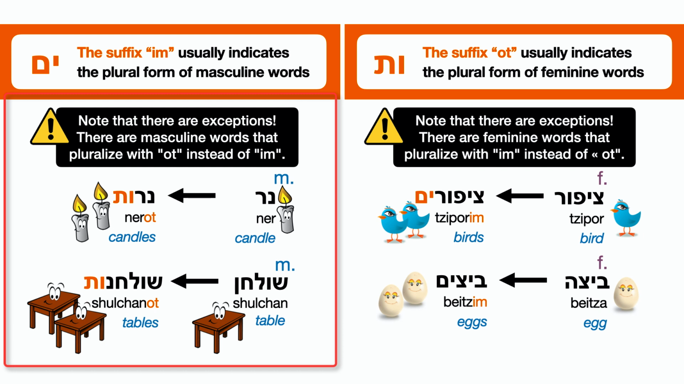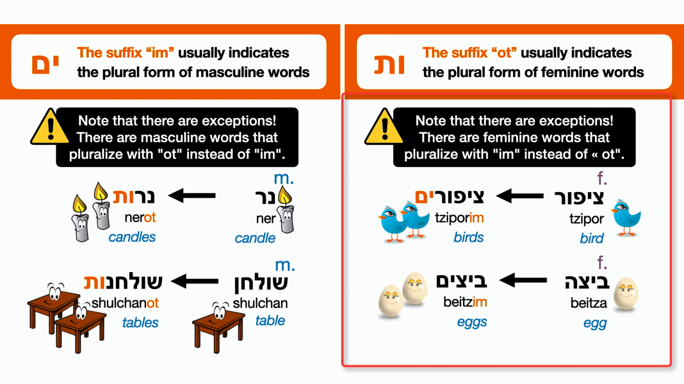Another example is shulchan. Shulchan means table and it's a masculine noun. So you'd say, oh, it should add im to make it plural, shulchanim. But no. Shulchan becomes plural by adding ot. Shulchan means table. Shulchanot means tables. So see, those are exceptions.